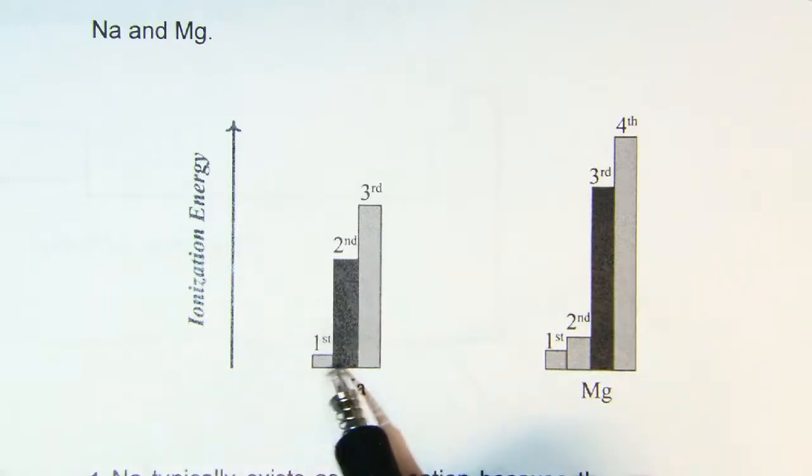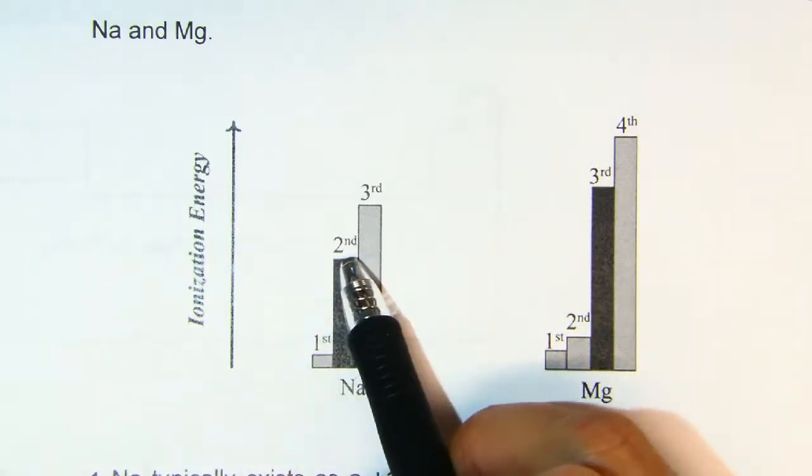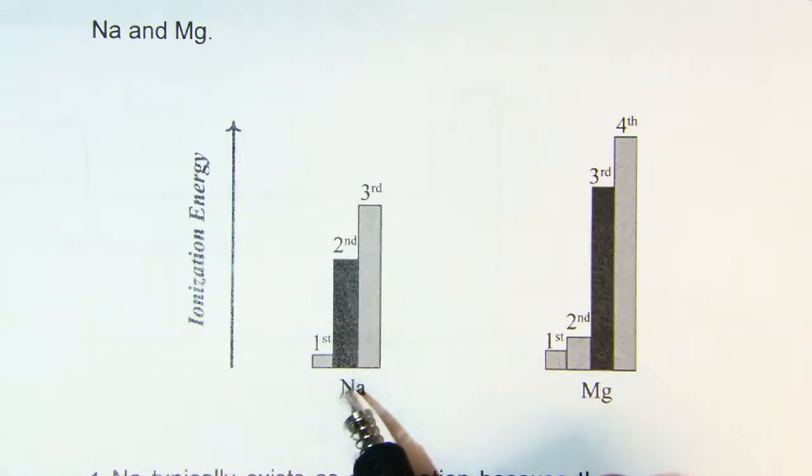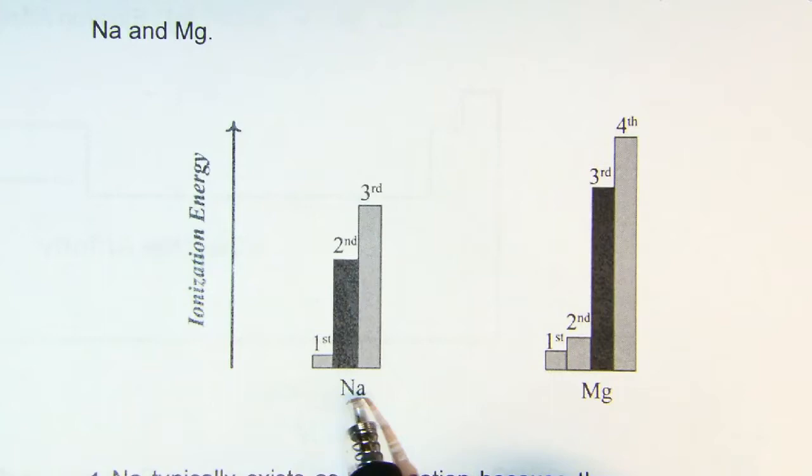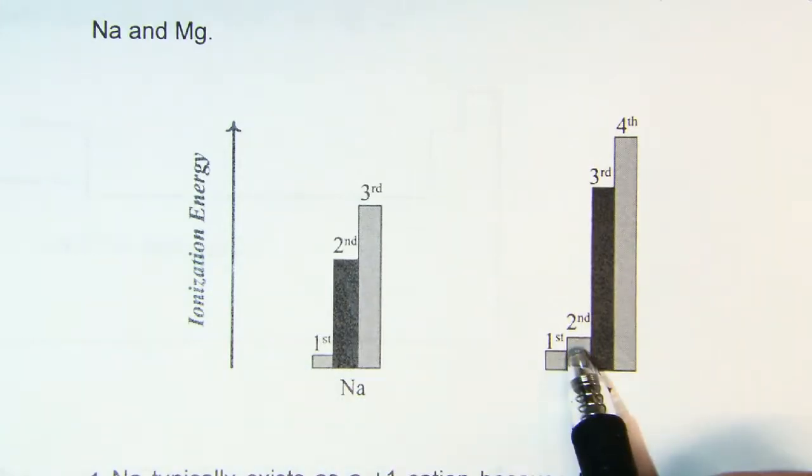So when you see this big jump in energy, then it indicates that you have an ion that's isoelectronic with a noble gas, and so it takes a lot of energy to remove the electron, which means it's unlikely. So sodium would tend to only be a +1, magnesium would tend to only be a +2, and so on.